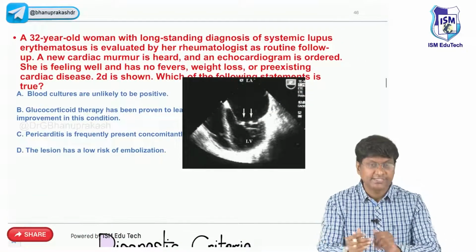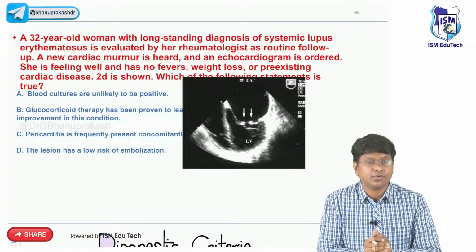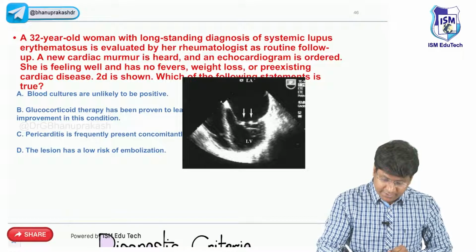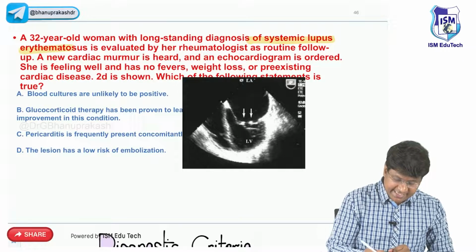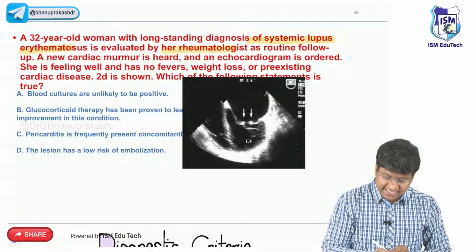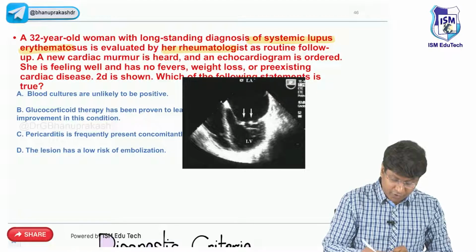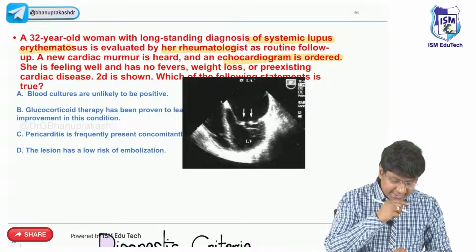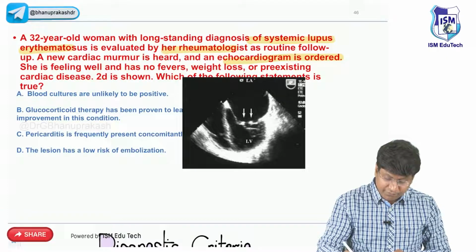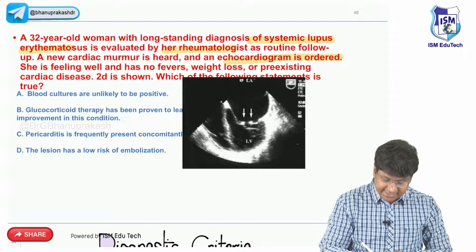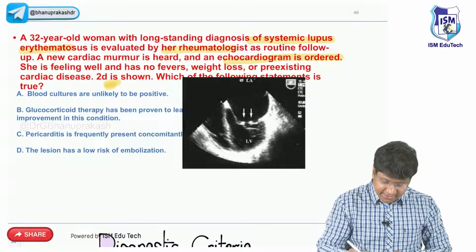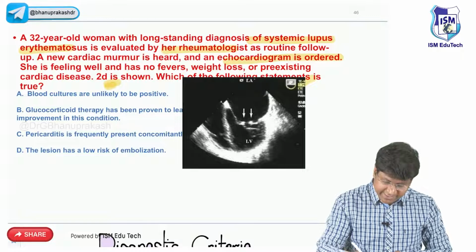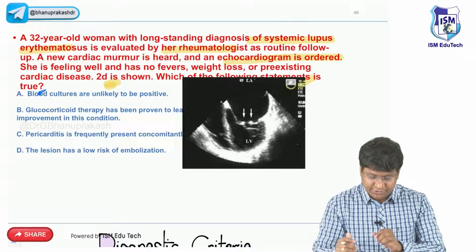Now you see the next question. A 32-year-old woman with long-standing diagnosis of SLE is evaluated by her rheumatologist at a routine follow-up. A new cardiac murmur is heard and an echocardiogram is ordered. She feels well and has no fever, weight loss, and no pre-existing celiac disease. A 2D echo is shown. Which of the following statements is true in this condition?